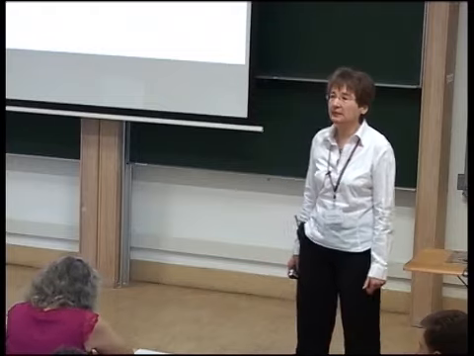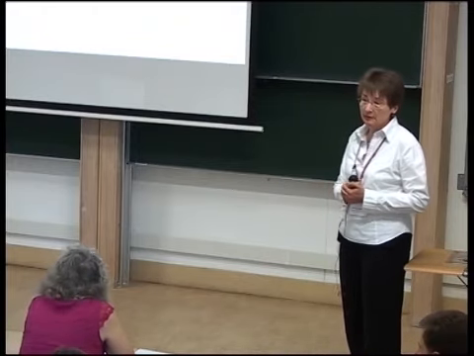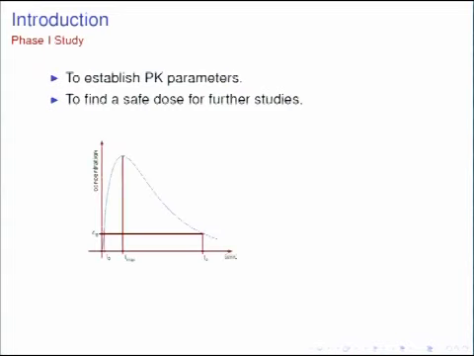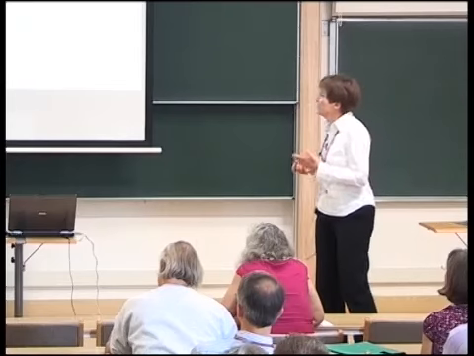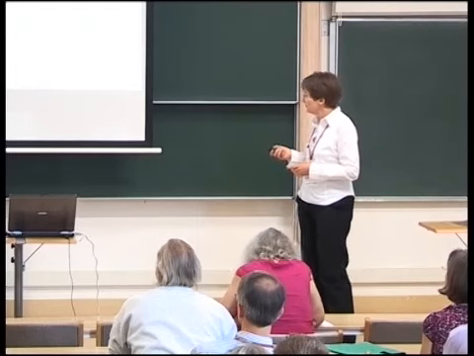As I said, I will talk about the phase 1 study problem. As already mentioned, it is to establish pharmacokinetic parameters and to find a safe dose for further studies. Here we have a typical graph of a PK curve, the concentration of a drug in blood or plasma, and some parameters like the shape of the curve, the area under the curve, or the time to the maximum concentration. These are of interest to the clinicians.